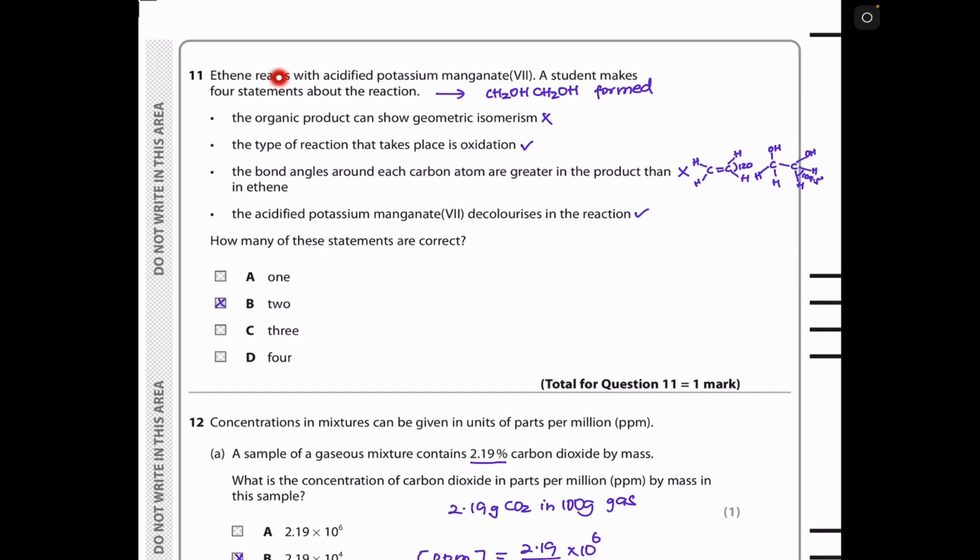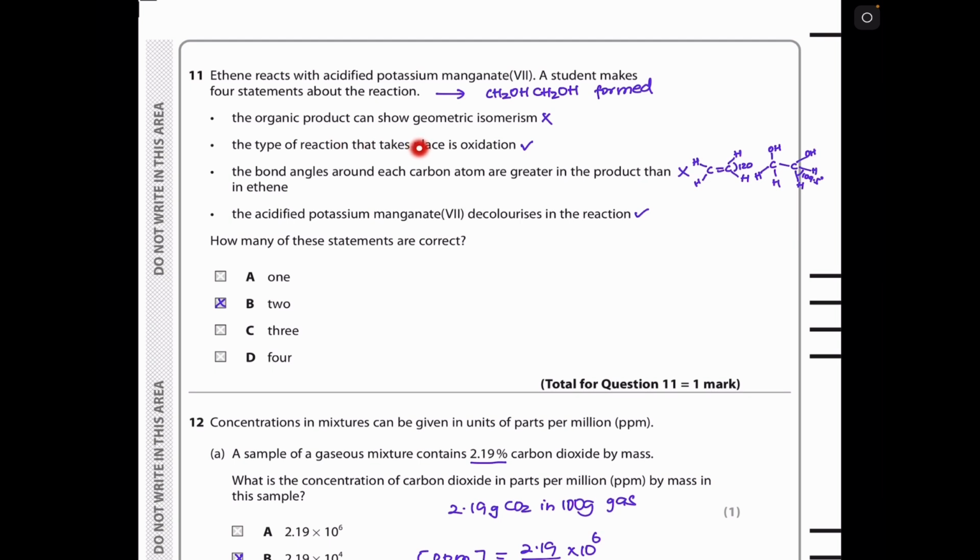Question 11. Ethene reacts with acidified potassium manganate 7. A student makes 4 statements about the reaction. The organic product can show geometric isomerism. This is wrong. The organic product is going to be a diol, and there is no geometric isomerism because the carbon-carbon double bond is not there.